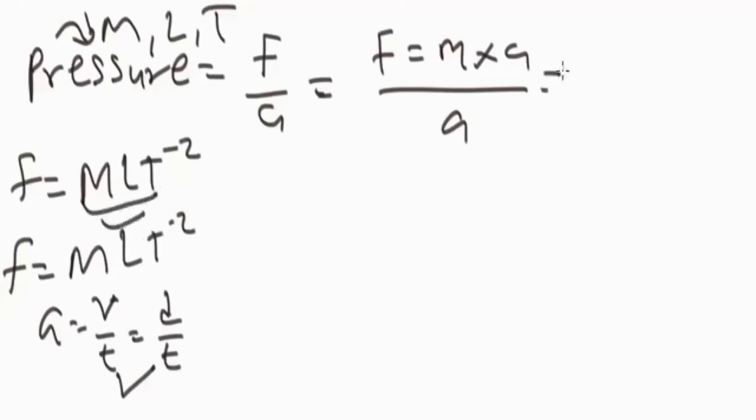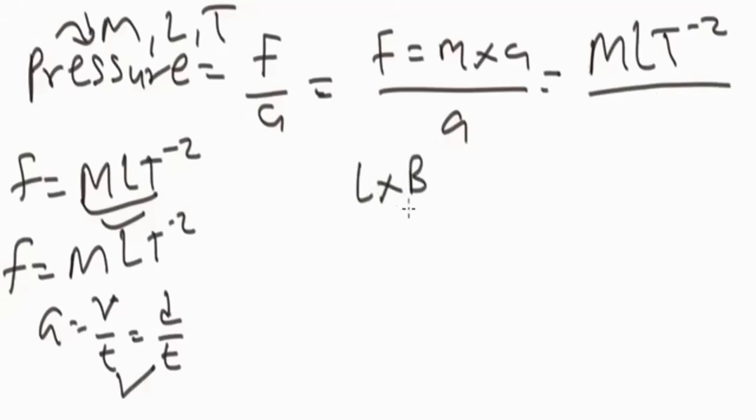So the dimension of force is mass times length times per time square. Over area, which is talking about length times breadth. Right, that's how you calculate area. Length times breadth. That means we have 2 lengths here. So the dimension is length square. That will be the dimension. So we have mass times length per time square over length square.